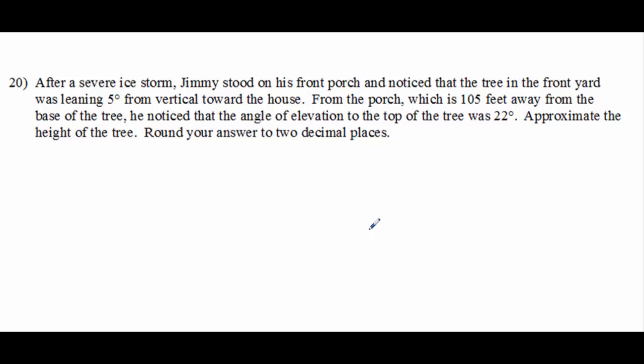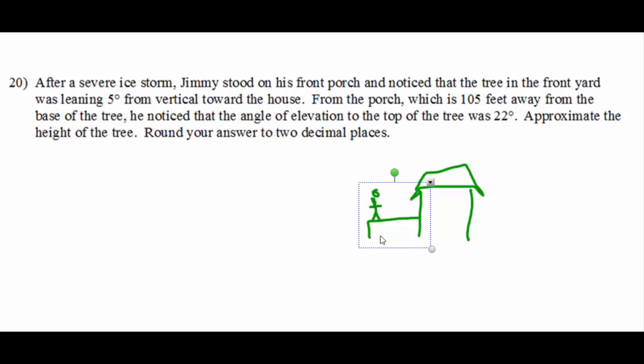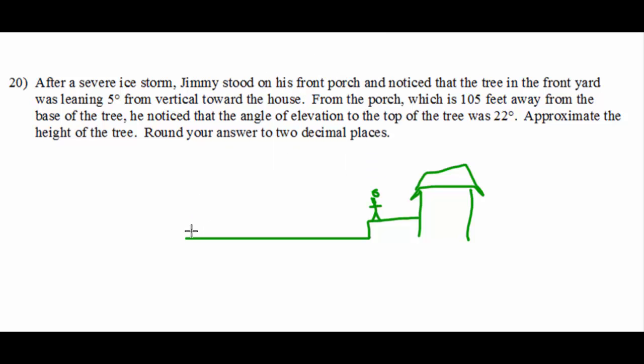So, it doesn't really matter which side your porch and your house are on, but there's a porch and house situation going on here. And then Jimmy's over on the porch and he's looking out and he's like, hey, look, there's a tree and it is leaning, which is super inconvenient, I'm sure, as we all know about trees leaning. So the tree over here is leaning 5 degrees from vertical toward the house.